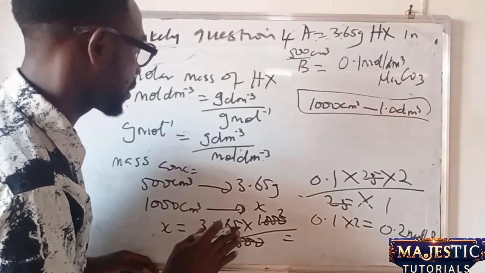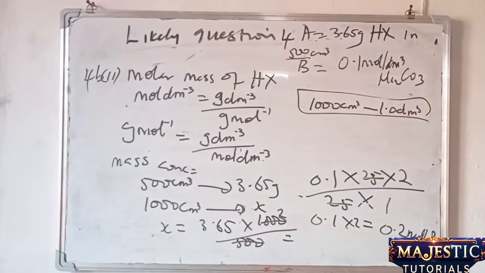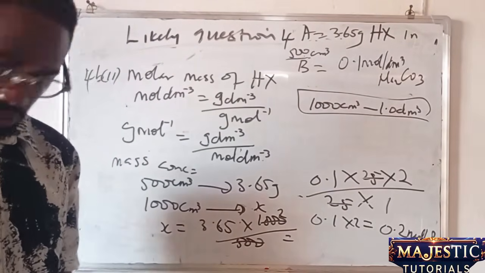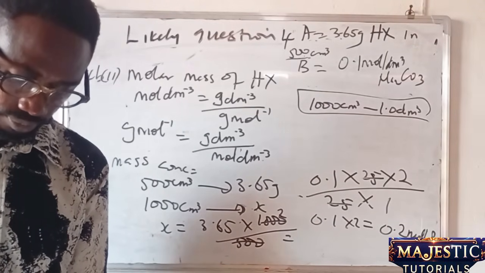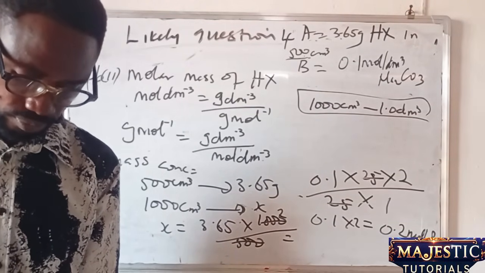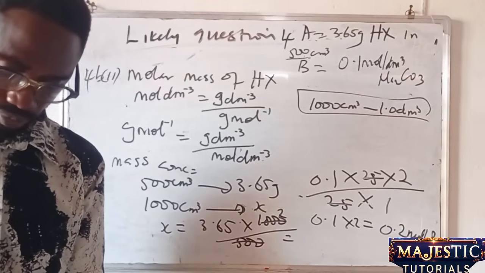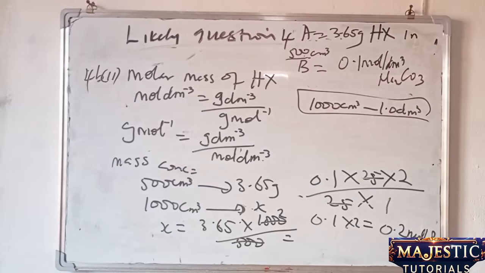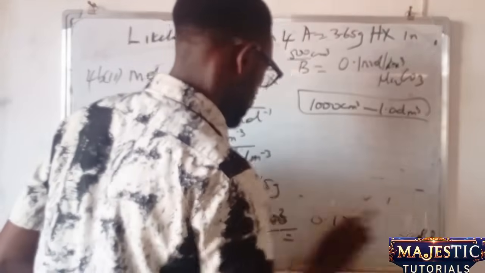Please, this is 3.65, not 665. 3.65 times 2 is equal to 7.3. So we have 7.3 what? Gram per dm cube. We have not gotten an answer; we are just trying to find this value. So that is the mass concentration.